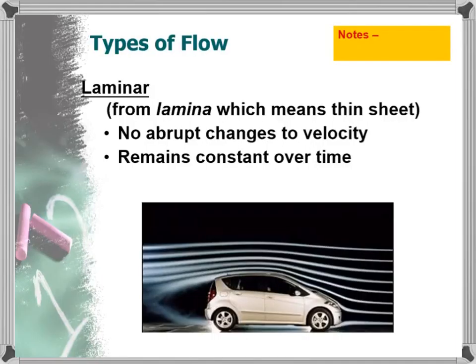Now, there are generally two types of flows that incompressible fluids, or ideal fluids, can undergo. The first type is what's called laminar. The word laminar comes from the Latin word lamina, which means thin sheet. If you look at this air test of a car, you'll see that the airflow comes in nice thin sheets that stack neatly on top of one another, and they always stay stacked. This laminar flow has no abrupt changes to its velocity. In other words, we're not suddenly taking a left or right turn or an upturn or a downturn, so it's nice and continuous. And it remains constant over time. So this flow 5 seconds later would look very similar to what it looks like in this snapshot.